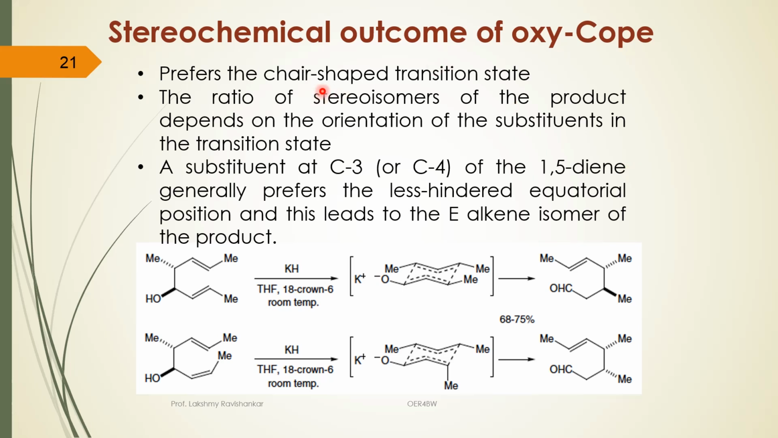Like we saw in the Cope rearrangement, here also it prefers the chair-shaped transition state, and the ratio of the stereoisomers of the products depends on the orientation of the substituents in the transition state. A substituent at C3 or C4 of the 1,5-diene generally prefers the less hindered equatorial position. So this is my substituent on the C4. If I count this 1, 2, 3, 4, it is the C4. If I count it from here, it becomes C3. Now this substituent prefers the less hindered equatorial position, and you get the E-alkene isomer of the product.